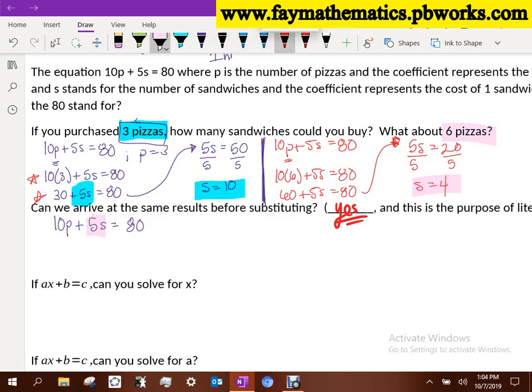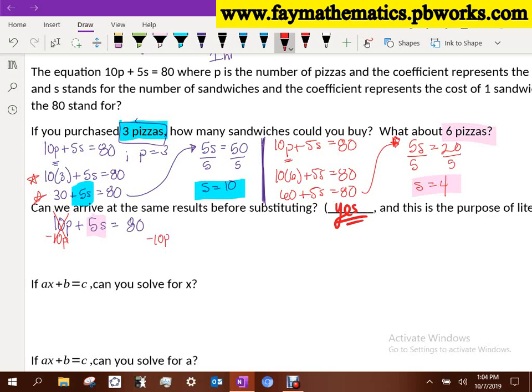So what am I going to do? Up here, we subtracted 30 or 60, right? Well, that is the 10p, is it not? So I subtract 10p from the left. It's going to go away. Now, over here, I got to subtract 10p. Now, over here, I don't know what that 10p stands for. It could be 0 if I have 0 pizzas.